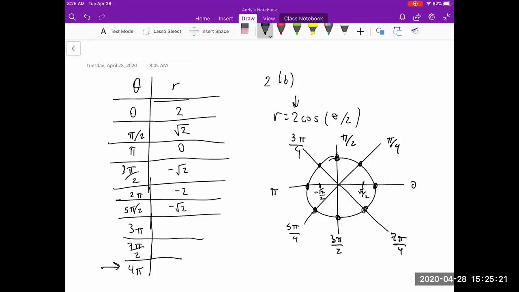3 pi over 2 for cosine will be 0, so that's 0 after multiplying by 2. 7 pi over 2 will give you radical 2. And then finally, 4 pi, when you plug it into the inside, will be cosine of 2 pi, which is cosine of 0, which is 1. So it'll give you 2 after multiplying. So get this, which I know is a lot to look at, and what this table means.